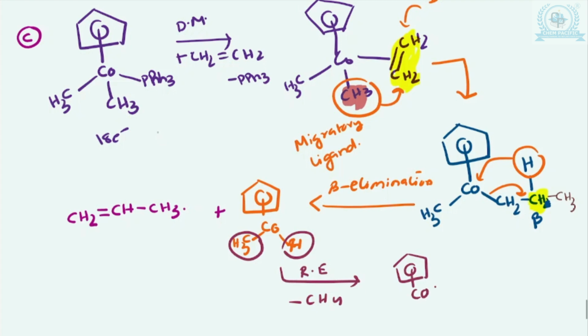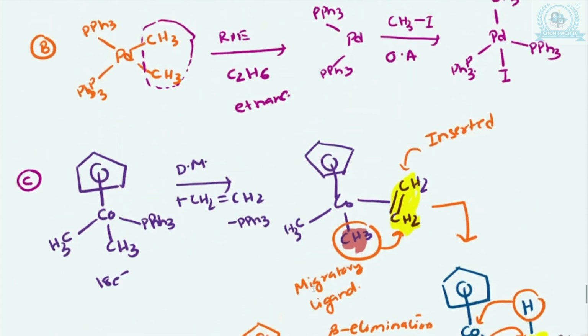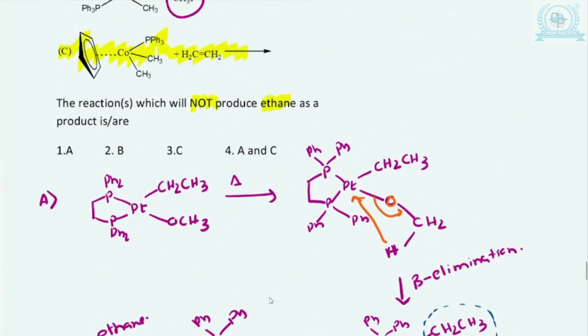So you can easily see that यहाँ पे no ethane is formed because these are the products. These are the products, and you can nowhere find ethane. So the answer is C, the last one. So this is very important. So the answer is C.